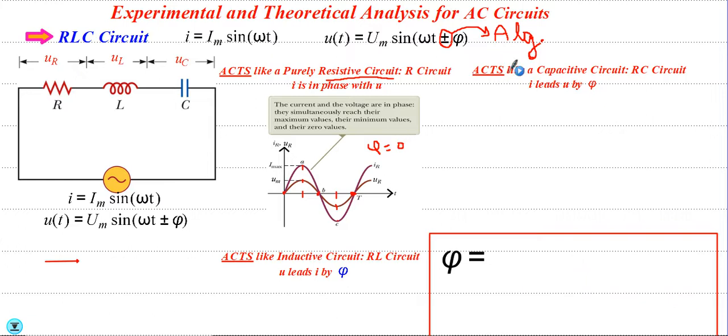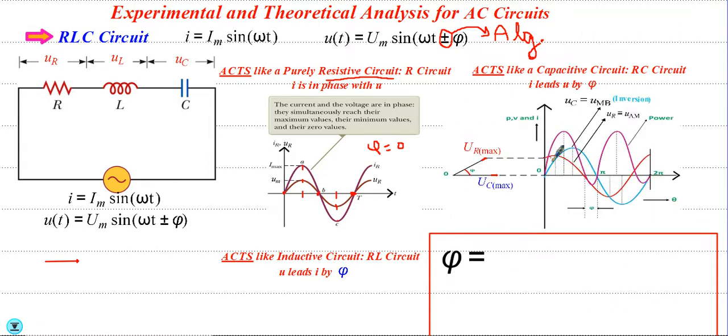In the second case, the RLC circuit may act like a capacitive circuit, an RC circuit, such that I leads U. This red curve represents U of R and this blue represents U of C. The maximum value of U of R is reached before the maximum value of U of C. So U of R is leading U of C, but because U of R is the image of I, this means that I leads U by phi.